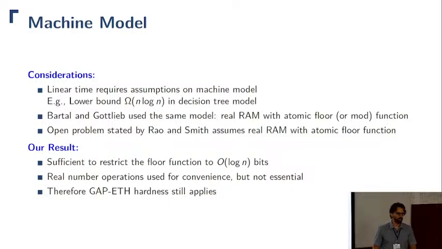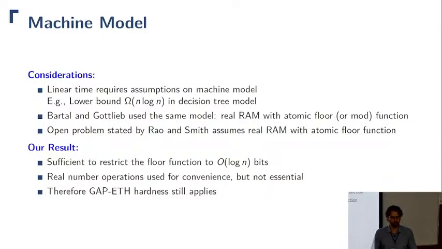Yes, Bartal and Gottlieb has the same model as... the n log n algorithm does not. The n log n algorithm does not have that. They don't need it because if you have this extra log n, then you can do many more things. For instance, the floor function would be easy to do anyway if you have an extra factor log n.